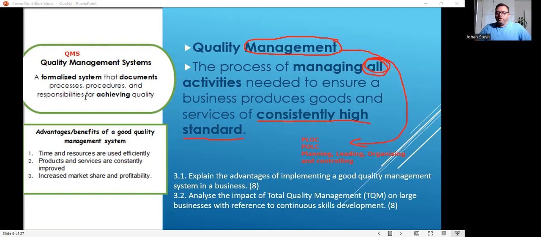And that consists of all of your vision, mission, goals, and objectives, your marketing plan. It's got all of that in place. Now, a quality management system is then a document. Why do we use a document? Because you've written it down. You cannot go back. You can't change your mind halfway through and screw up the whole process. So it's a formalized system.